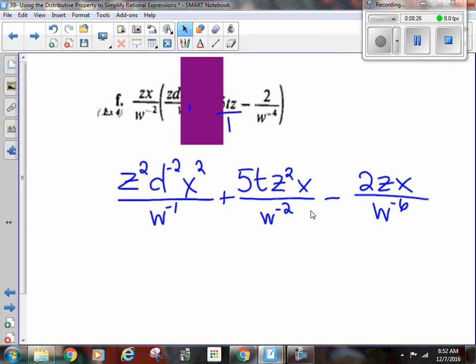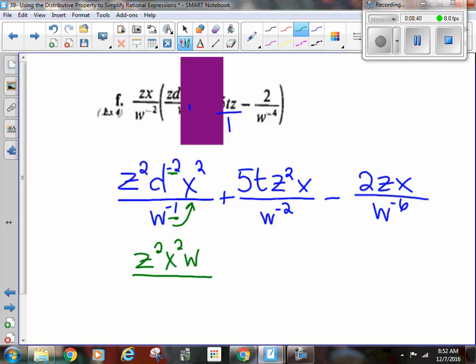Now we're going to do some simplifying. In my first term, you have each variable only once, but I have some negative exponents. So my z stays, my x stays. My w is going to move up and become positive. My d is going to move down and become positive.